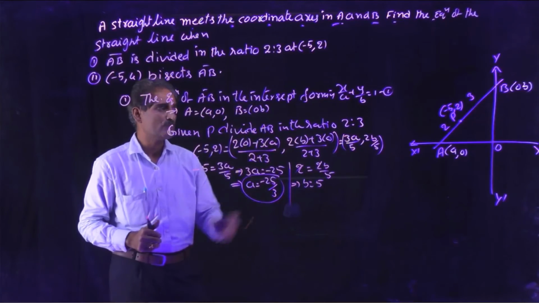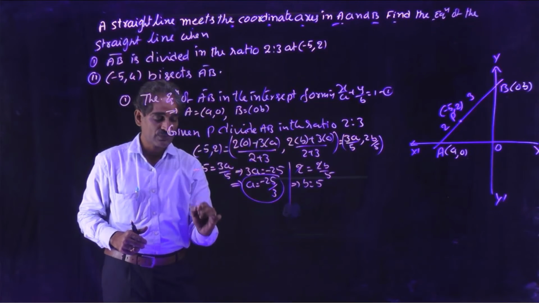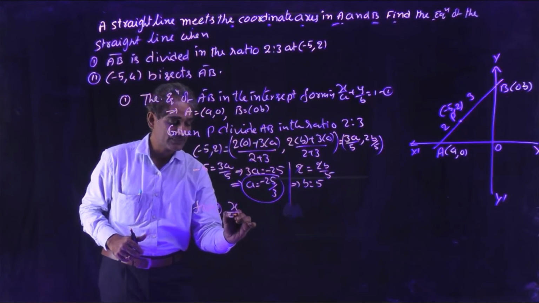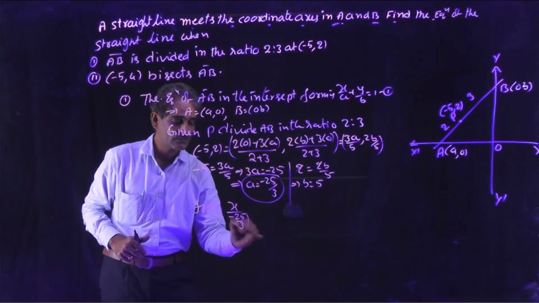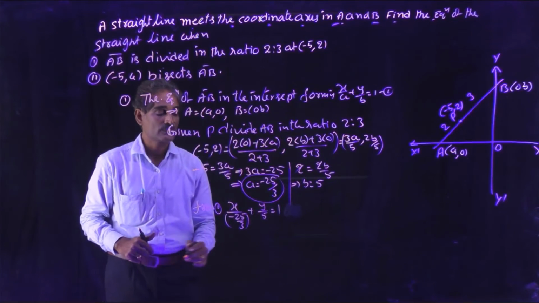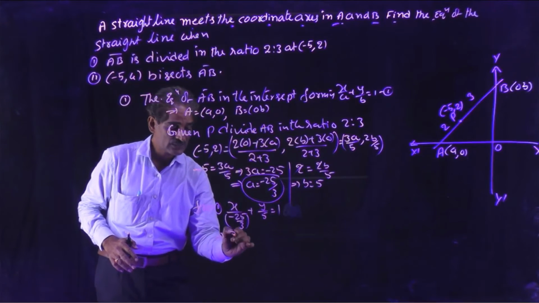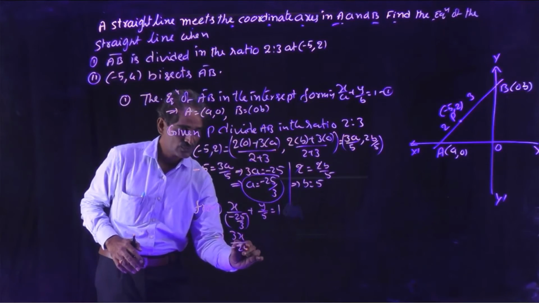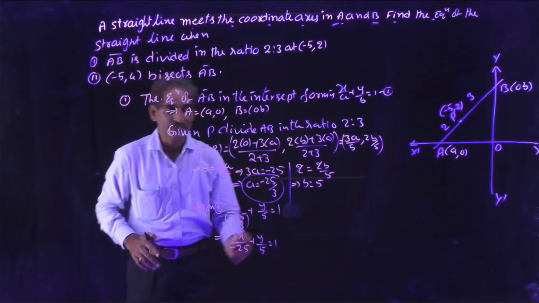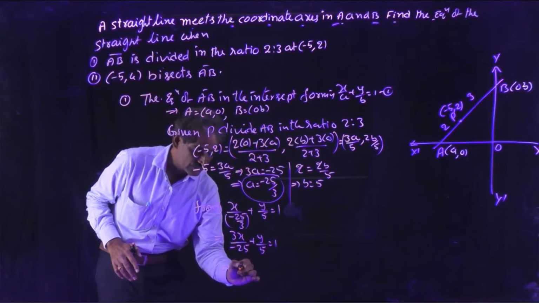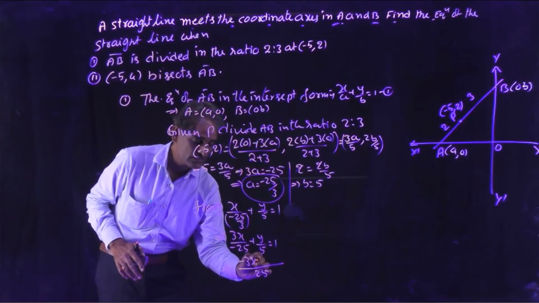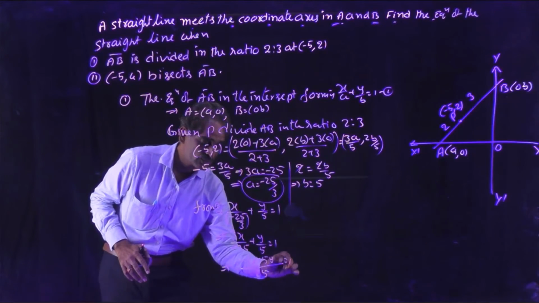Substitute the A and B values in equation 1. This implies from equation 1, x by a, that means minus 25 by 3, plus y by b, 5, is equal to 1. So from this we can write 3x by minus 25 plus y by 5 is equal to 1. Now by taking LCM, we will simplify it. So here the LCM is 25, minus 3x plus 5y is equal to 1.